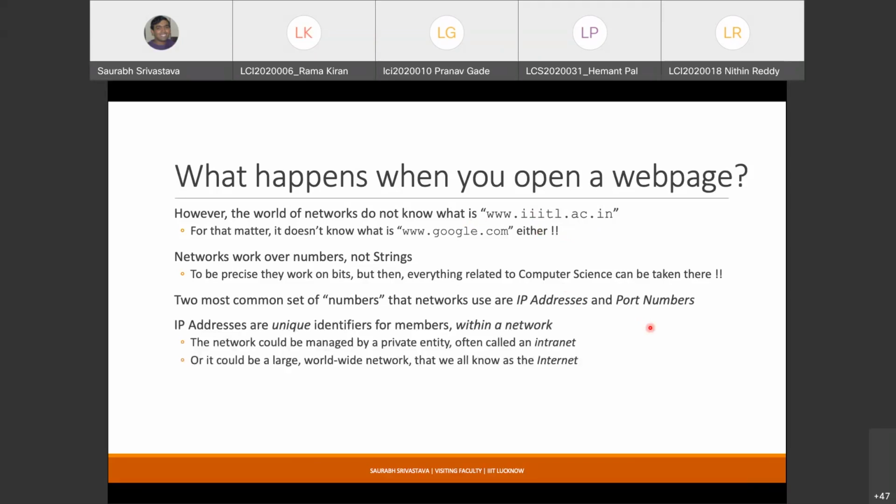Now I know IP addresses are something that you are already aware of. You would have heard the term IP address many a time. They are basically unique numbers, unique identifiers for a member within a network. Now I'm trying to make it slightly more technical. So I'm saying that there is a network. A network essentially means that there are multiple computers, multiple devices. Earlier they used to be computers only, but now we have smart devices as well.